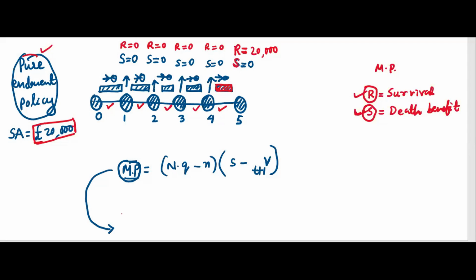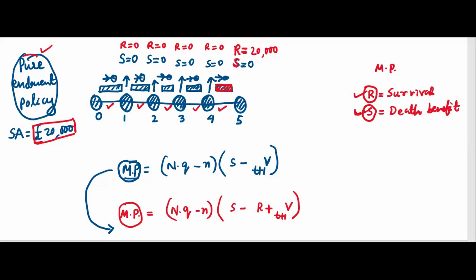The general formula for mortality profit is, if you would like to use, and we'll go to this one also, (NQ minus N) into (S minus R plus VT plus 1). Normally, when we start studying mortality profit, we take R as 0, and that is the way the questions are given. R means what? The survival benefit at the end of the year where you are finding mortality profit.